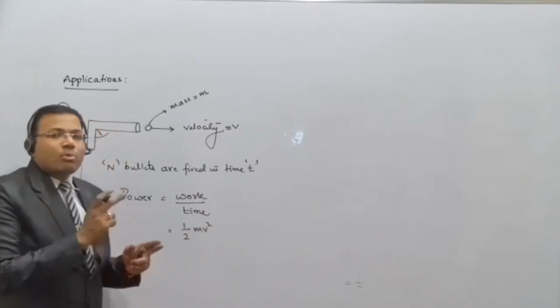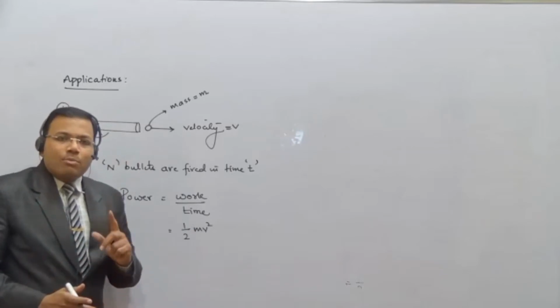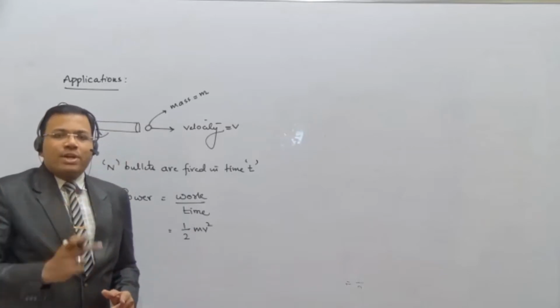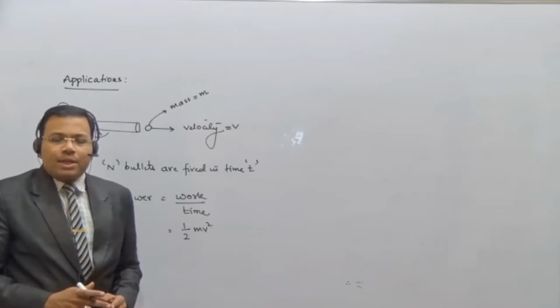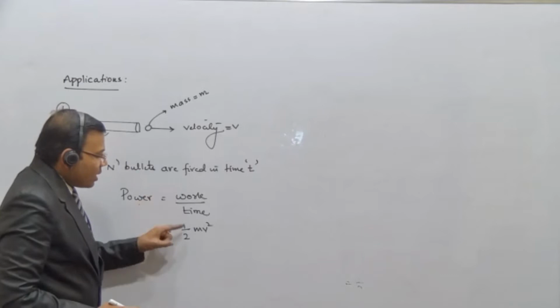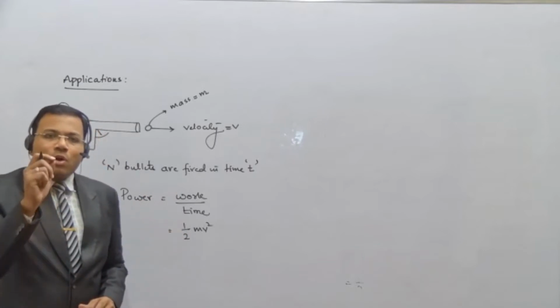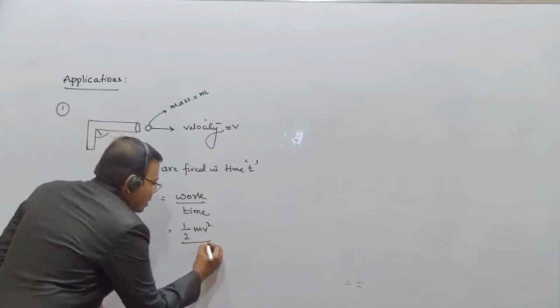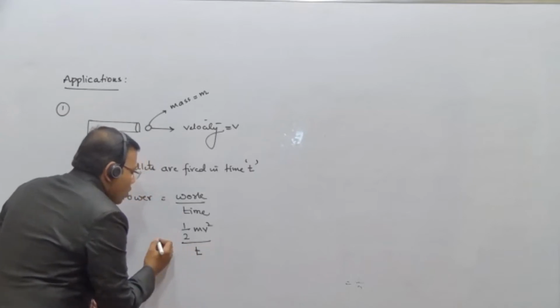Why? Because the bullets are fired. Fired means they are moving. They are moving means which type of energy is associated with that? Kinetic energy. And energy is the capacity to do work. So therefore, I'm writing work as half mv square for one bullet, by time t. And this is for only one bullet.